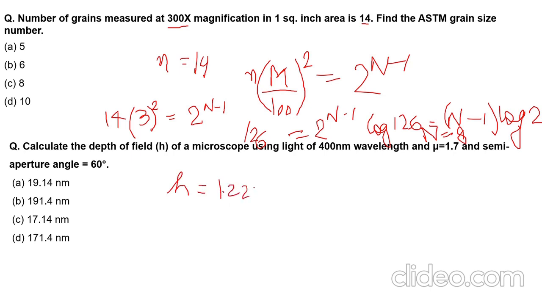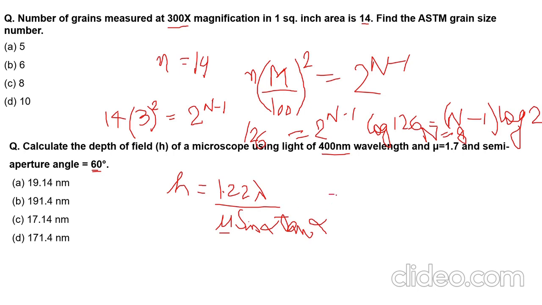We know that it is given by 1.22 times the lambda divided by mu times sine of alpha, which is your semi aperture angle, which is given here, and you have tan of alpha. So you can put the values of your wavelength, which is 400, the refractive index and the semi aperture angle to calculate the depth of field.